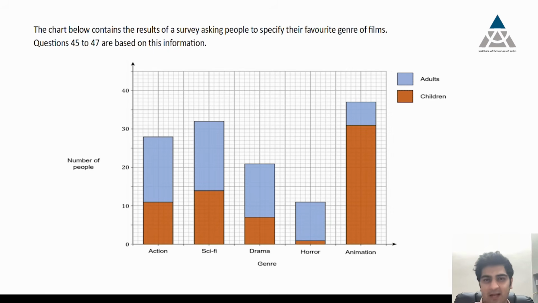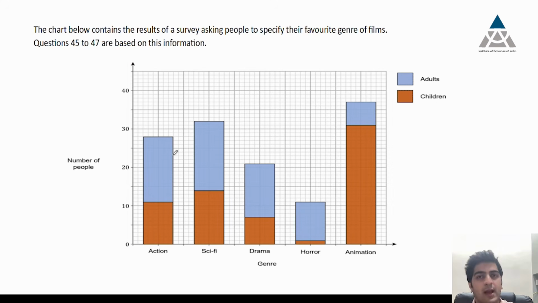Okay, so again we have a chart here and there is no table. So our first job, I hope you know by now, is to create that table. The chart below contains the results of a survey asking people to specify their favorite genre of films. You can see in this chart you have 5 categories, 5 genres, and 2 sets of audience: adults and children, and you have this number of people over here.